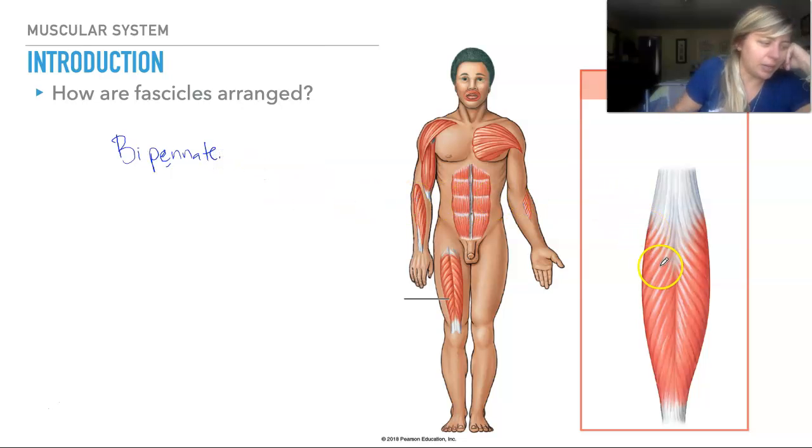And so a bipennate muscle has fascicles on both sides of the tendon. So here's our tendon, and we have fascicles on this side, and we have fascicles on this side. This particular muscle, a large muscle on the anterior side of the thigh, is rectus femoris. Rectus femoris is a bipennate muscle.